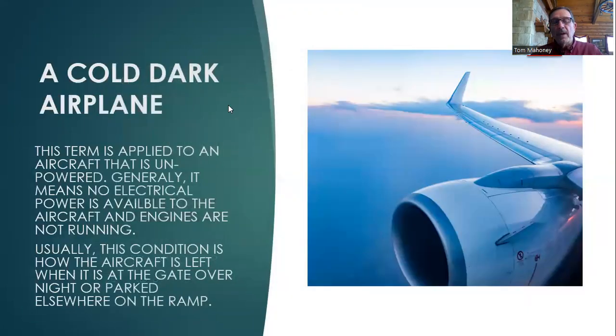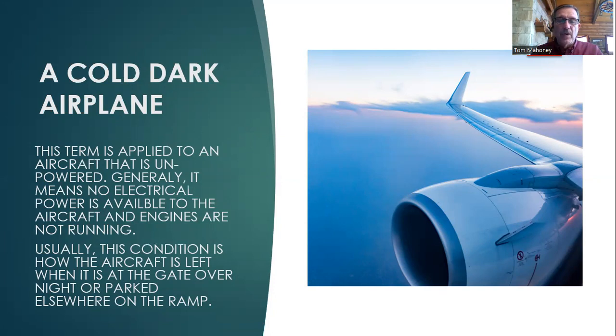First thing we're going to talk about briefly is a cold, dark airplane. This term is applied to an aircraft that is unpowered. Generally, it means no electrical power is available to the aircraft and engines are not running. Usually, this condition is how the aircraft is left when it is at a gate overnight or parked elsewhere on the ramp. So what it really means is there's no electrical power on the aircraft and no pneumatic power. It's just sitting there parked somewhere.